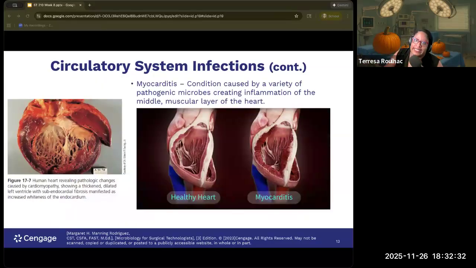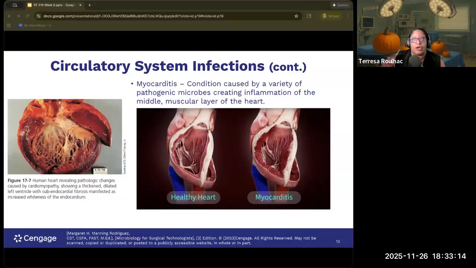Now, with myocarditis, this is the actual inflammation of the heart muscle. So you see on the left side a healthy heart, right? And on the right side, myocarditis, where you see the inflammation of the heart's middle layer. That's the actual muscle layer, and it's usually caused by some type of infection. So there are common causes. There is bacteria like chlamydia, streptococcus, staphylococcus. There are viruses: hep C, herpes, HIV, parvovirus. There are even fungi.